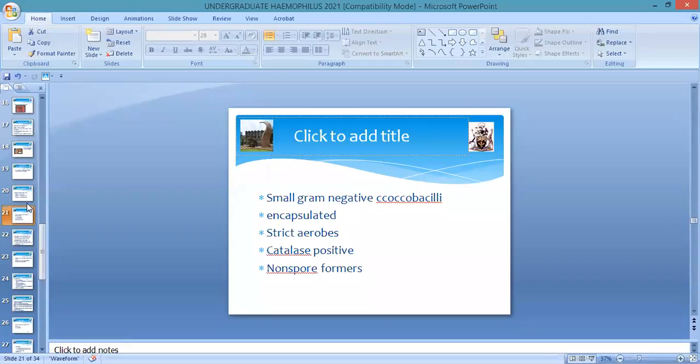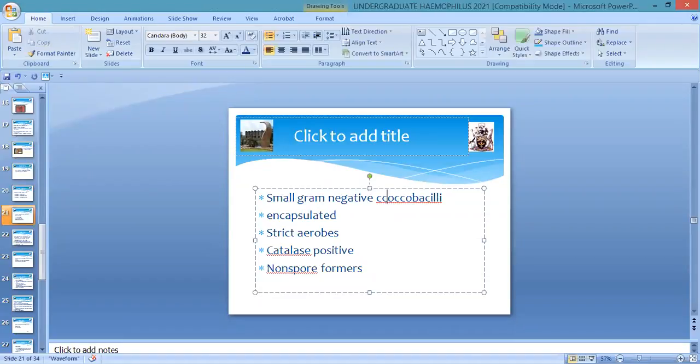In terms of their characteristics, they are gram-negative coccobacilli. They're also encapsulated, so they have a capsule surrounding the cell wall, and they're strict aerobes. So you find them growing in environments where you have plenty of oxygen. They're also catalase positive and they're non-spore formers. These are the key characteristics of the organisms of this genus.